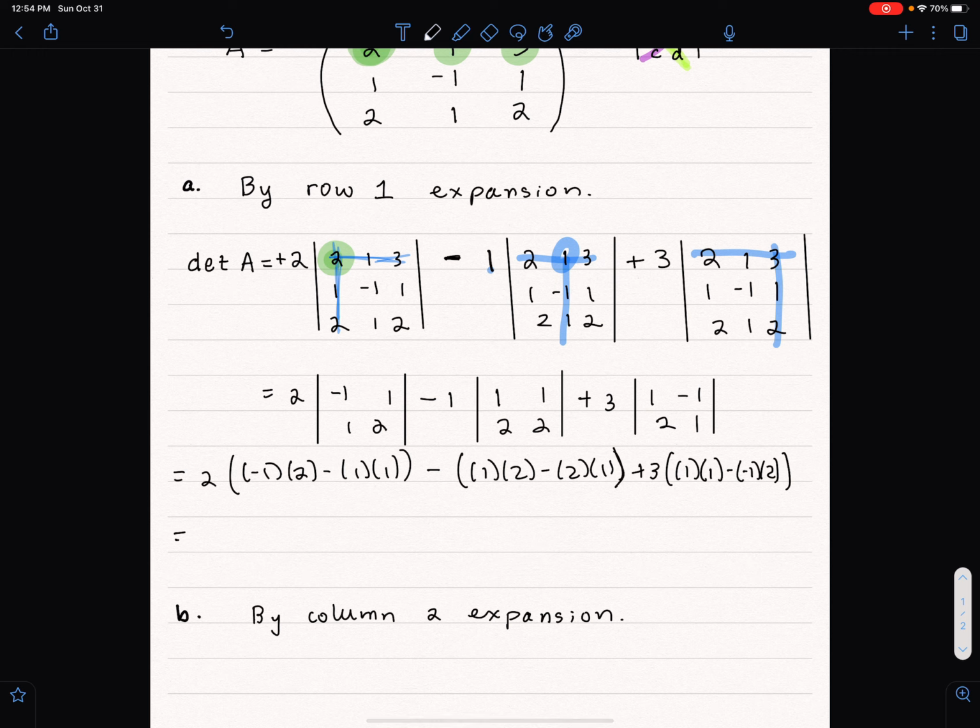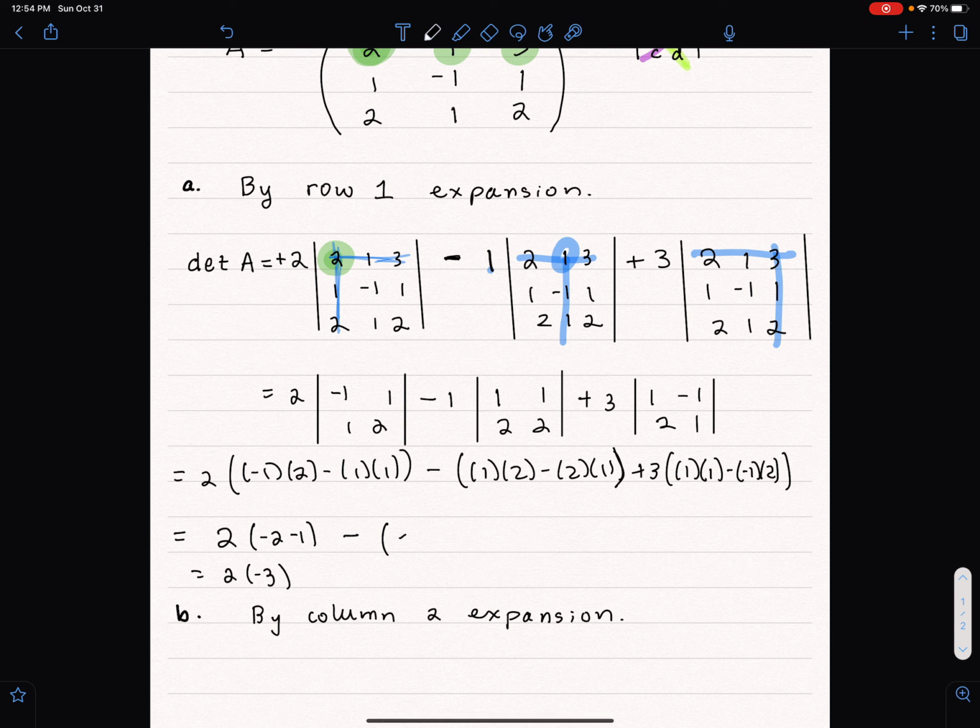This line here doesn't look messy. I think you just do it in your head. So you have 2, and you multiply negative 1 times 2 is negative 2, subtract 1 times 1. So isn't that negative 2 minus 1, which is negative 3? But I suppose we have to show that work. Okay, 2 times negative 3 minus 1 times all that.